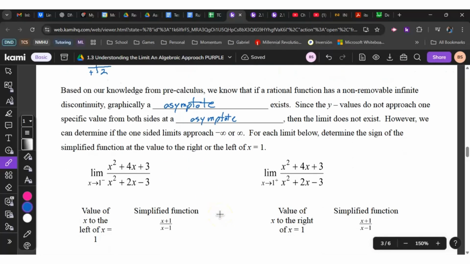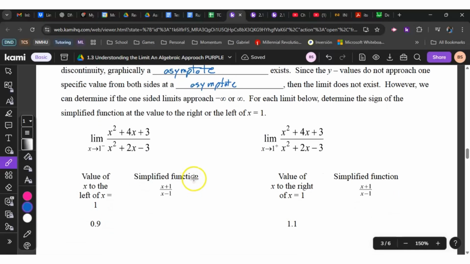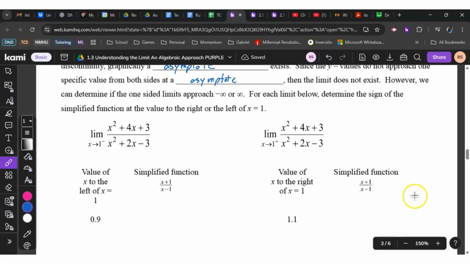But we can determine if the one-sided limit approaches negative infinity or infinity. The way we can do that is by doing a little bit of analytics. So we know that our simplified function became x plus 1 over x minus 1. That's why we knew that 1 was an asymptote, because we couldn't get rid of the 1 on the bottom, and 1 minus 1 is 0. That's how we knew it was an asymptote. So here's what we're going to do.